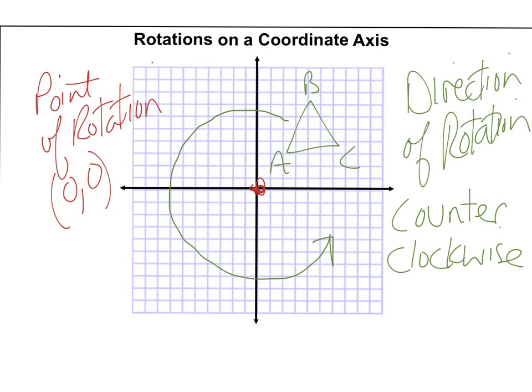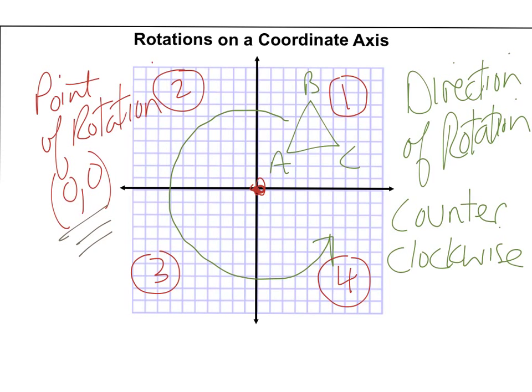That's a counterclockwise direction. If you might remember how there's 4 quadrants of a coordinate axis. This is quadrant 1, quadrant 2, quadrant 3, and quadrant 4. So you can see them moving in the direction of the quadrants. So 2 big points there. Point of rotation, always 0, 0. Direction of rotation, always counterclockwise.